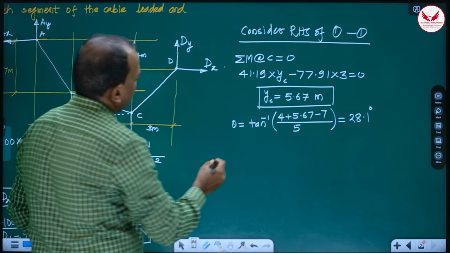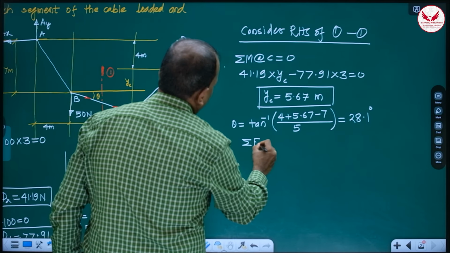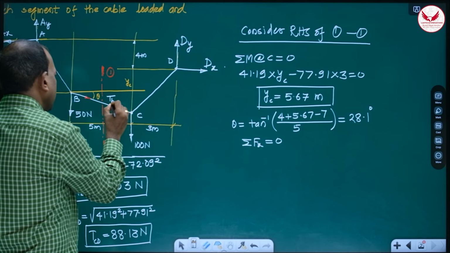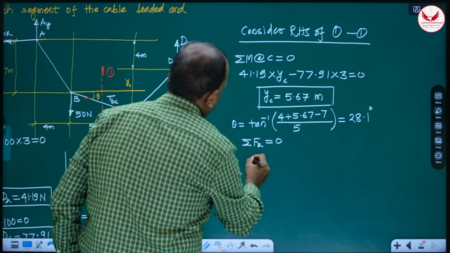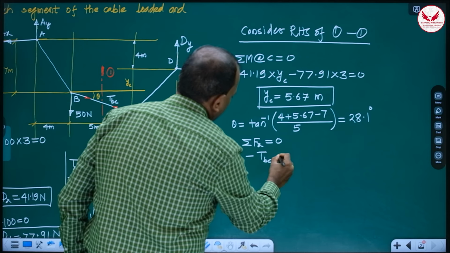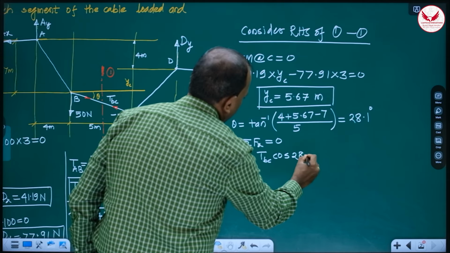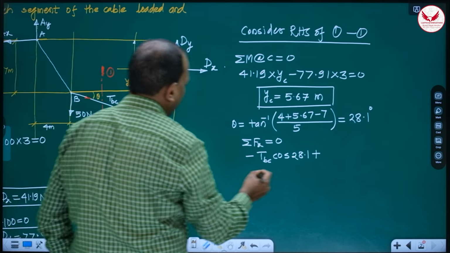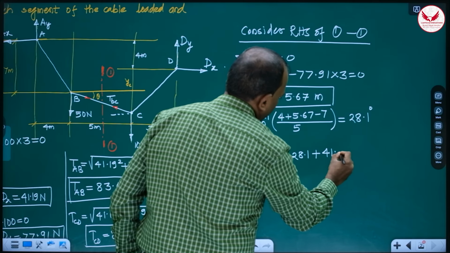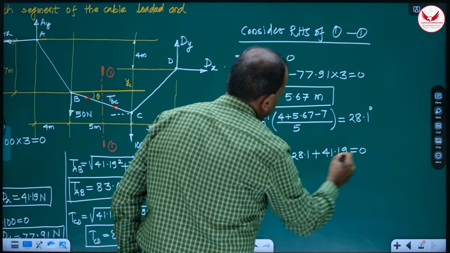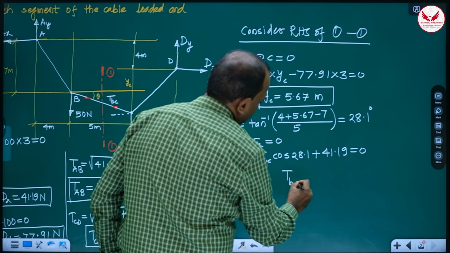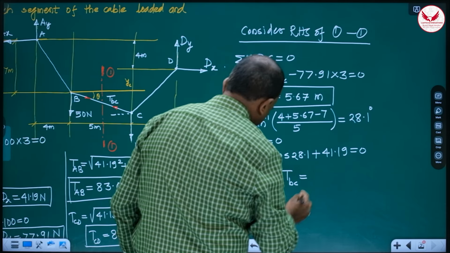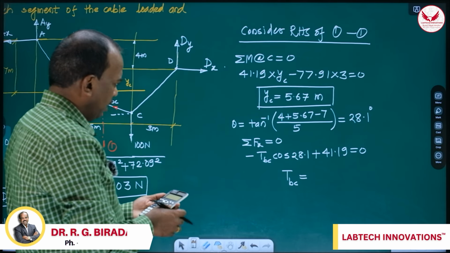I'll use summation Fx for this right hand side. Summation Fx is equal to 0. This TBC cos theta, minus TBC cos 28.1 plus this Dx. Dx is what? 41.19. It is equal to 0. And this will be TBC. And it must be less than TAB and TCD. Let's see what happens.